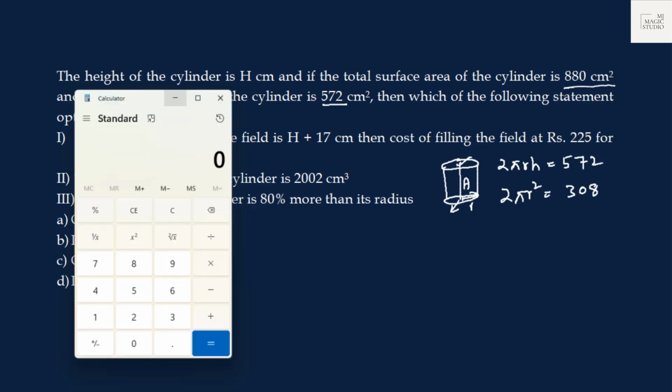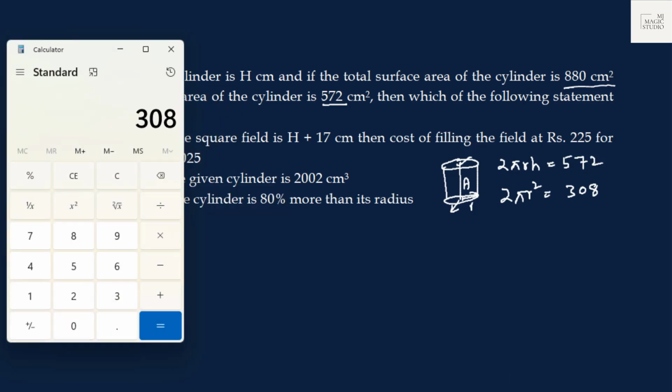Now we can use the calculator. So 308 into 7 divided by 44 is 49. That means r is equal to 7.